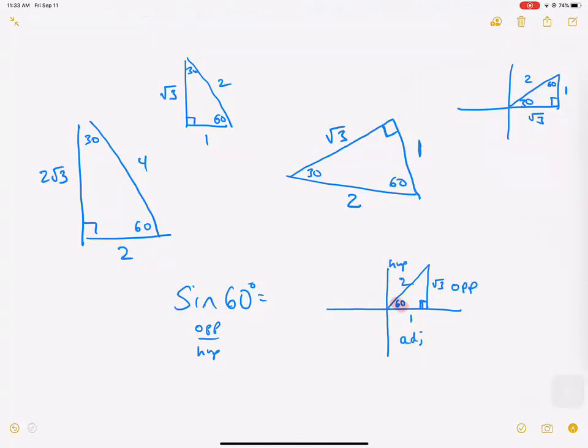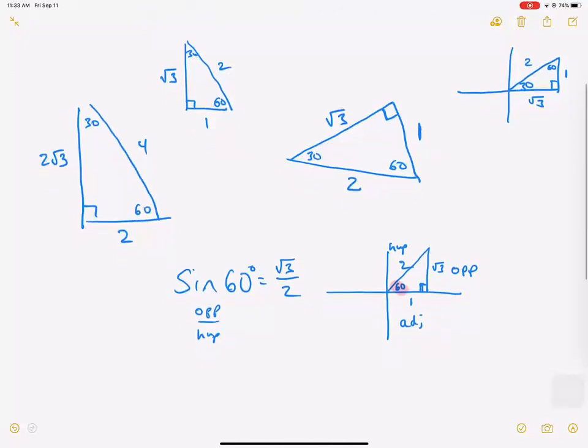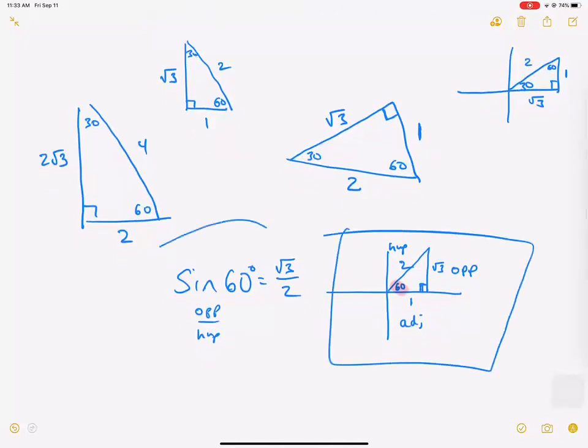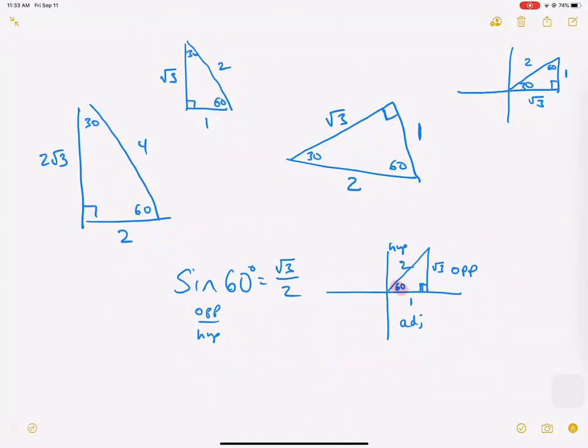Do you need to label them? Once you get good at this, no, you don't need to label it anymore. But I think as we start, we want to make sure we can label them so we know which side is which. So the opposite is square root of 3, and hypotenuse is 2. And in the IXL practice, a lot of you guys did really well if the triangle was drawn for you. You just have to copy the sides. If the triangle wasn't drawn for you, we had to do extra work. But our goal is to draw the triangle first, and we will always know what the sides are, the ratio.